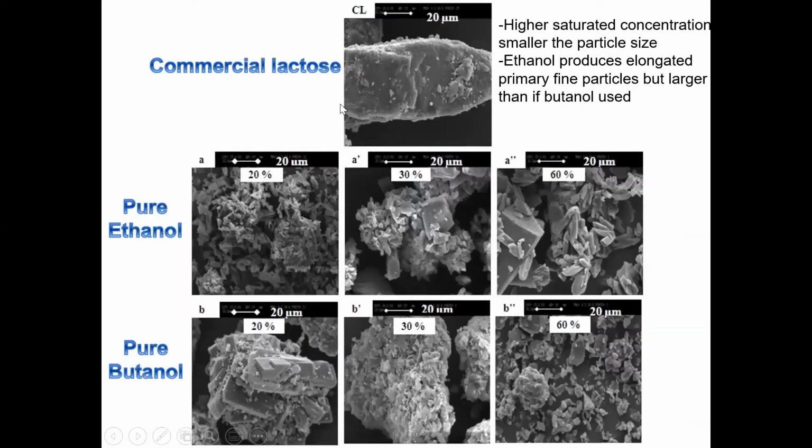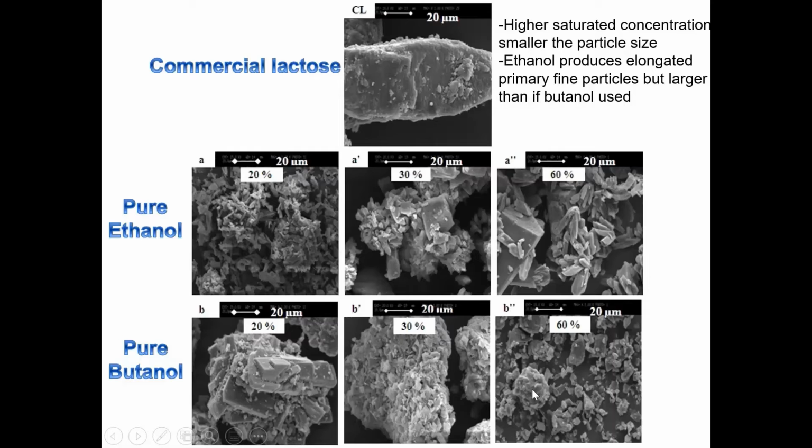What we did, we tried to see what the changes in the surface of lactose are. This is commercial lactose. You will see that it has a smoother surface compared to a crystallized one. And this is crystallized lactose from pure ethanol, and the bottom one is from pure butanol. You will see how changes in the concentration of lactose in the solution can change the shape of the carrier or lactose particles, and you get more elongated particles if you use 60%. If you change the solvent from ethanol to butanol, you get an entirely different particle shape.